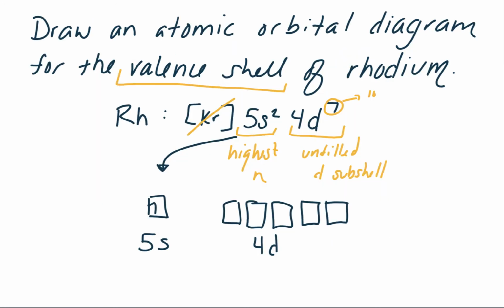All right, our S will have 2, and our D has 7. Remember, we're going to fill them one at a time. 1, 2, 3, 4, 5. Now that that's filled up, we'll go back and we'll pair any remaining electrons. So that's the orbital diagram of the valence shell of rhodium.